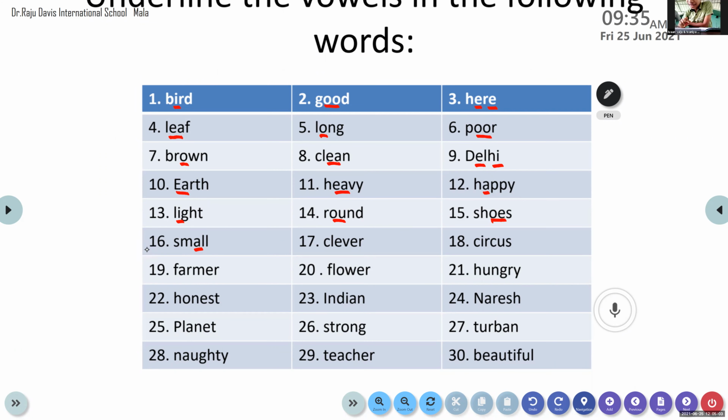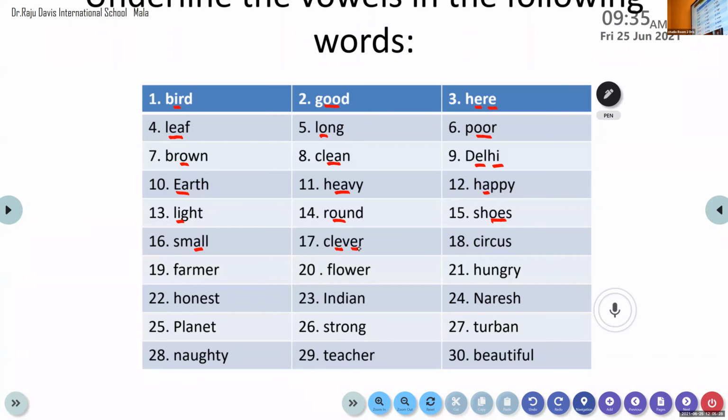Clever. What is C-L-E-V-E-R? It is clever. Okay. Now pick out the vowels. Are there any vowel letters in it? Yes, which are the vowel letters there? 2. E. E, very good. 2 E's are there. So we have to underline it. That's all.